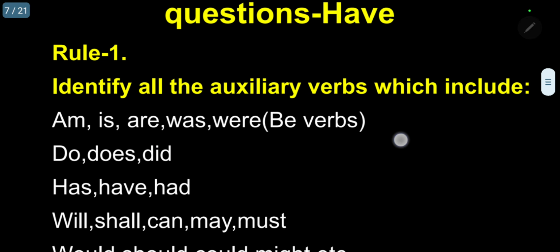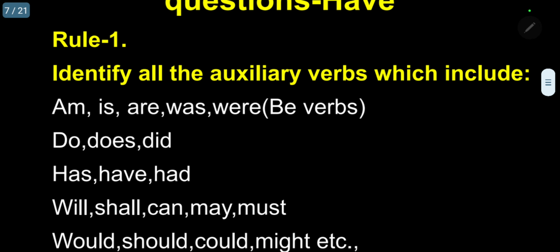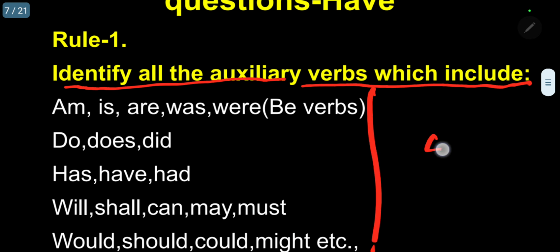Now we must learn some rules to follow before raising questions. Kindly follow. Rule number one: identify all the auxiliary verbs, which include. Under verbs I have discussed the many ways we can classify. One type is main and auxiliary verbs. Under the auxiliary verbs we have five types.